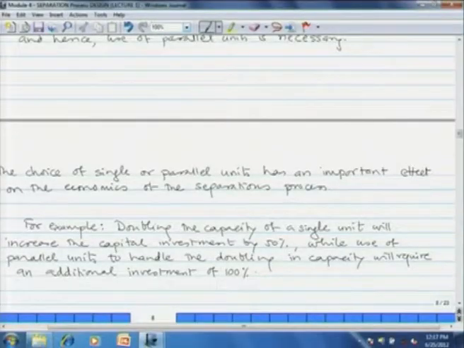Therefore, it is always better to put some equipment under standby, which means that when one equipment is under repair or maintenance, the second unit can operate and take the load of overall treatment. The choice of single or parallel units has an important effect on the economics of the separation processes. Obviously, there is a trade off here.